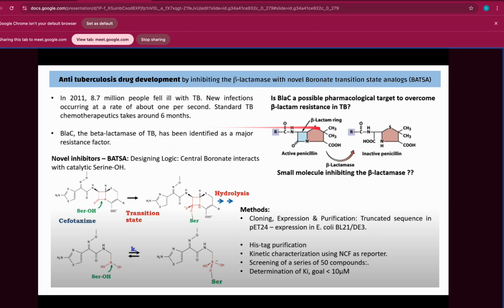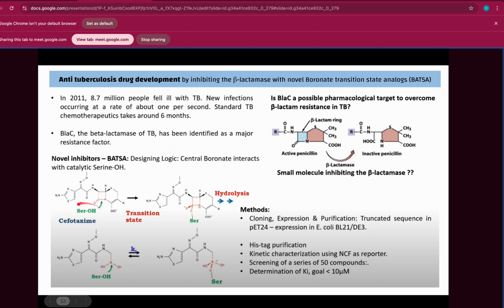So the reason how it works is that with active penicillin, if beta lactamase is present, then it breaks down this particular beta lactam ring. It opens up the beta lactam ring, due to which penicillin gets inactivated. And the beta lactamase has serine in the active site, which is responsible for this particular breaking. So now the novel inhibitor BATSA was designed, and the logic was that the central boronate interacts with the catalytic serine OH. So now if we give BATSA, which is the cefotaxime, it already contains the boronate group. Now this boronate group will interact with this serine OH.